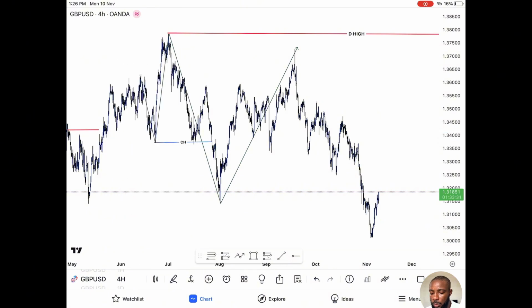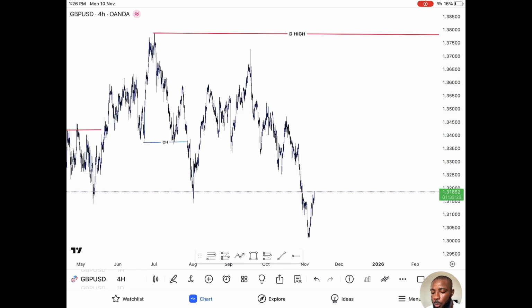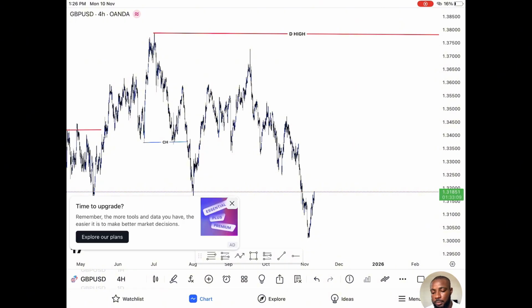So this simply means that the 4 hour is bearish, so we want to be looking for sells. Now remember, we are looking for sells on the 4 hour, but we also need to keep in mind that the daily is bullish. So we can be selling on the 4 hour, but once price gets to the discount area on the daily, we should stop selling and start looking for buys.